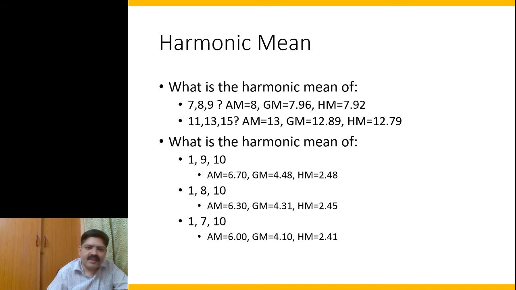Let's run it over the same set of numbers that we had before. And if you look at this, it seems like harmonic mean is even more conservative than the geometric mean, which by itself is more conservative than the arithmetic mean. So what is the harmonic mean of 1, 9, and 10? We have 2.48 as the harmonic mean. And you see that it's way more conservative than the geometric mean and the corresponding arithmetic mean.